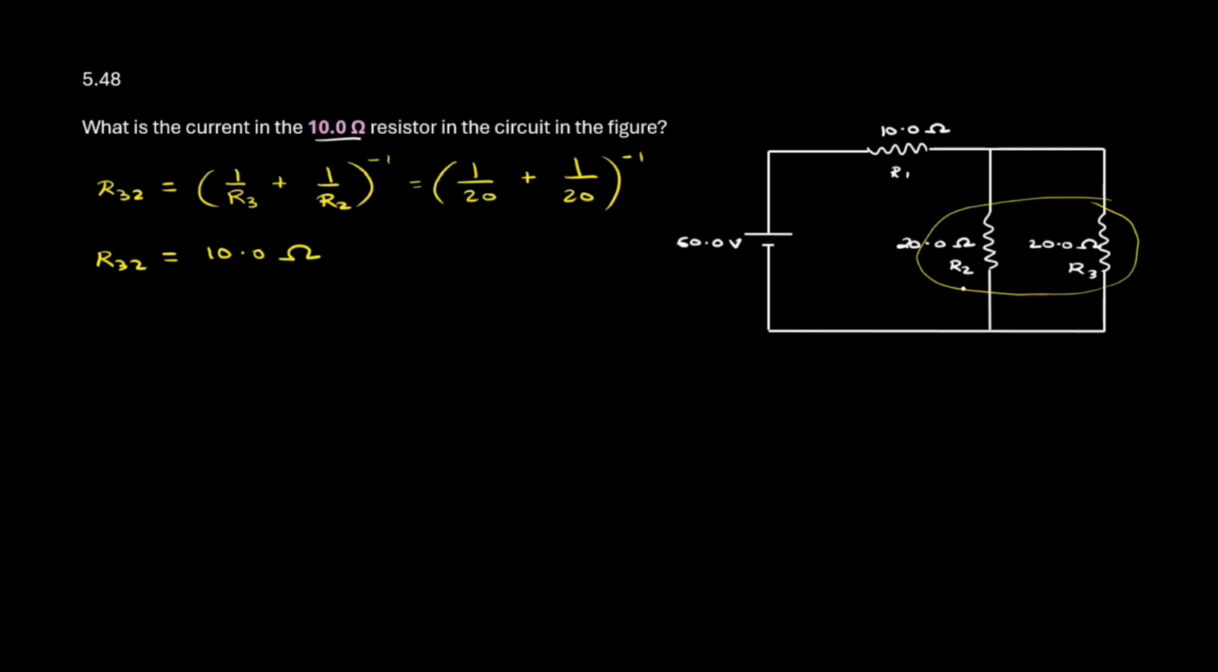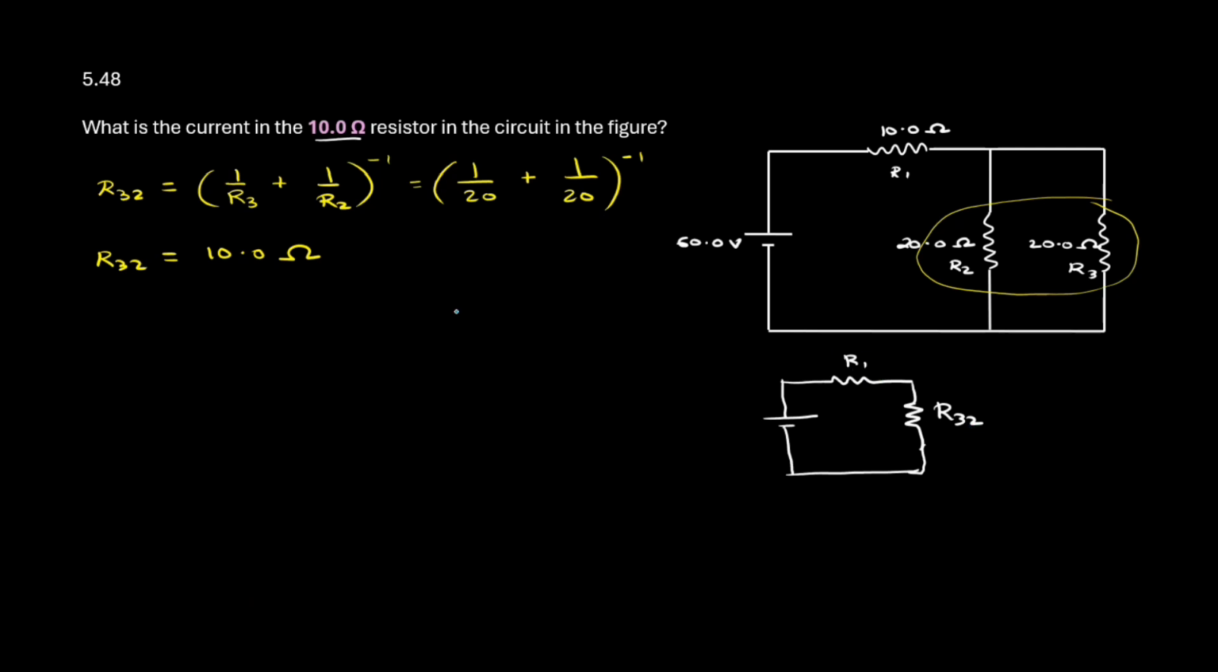Once I get equivalent resistance for R2 and 3, we will reconstruct our circuit. We keep the battery as it is. Then we have resistor R1. And then we have the combined resistance for R2 and 3, which I will call R32. Next, these two resistors R1 and R32 are connected in series.